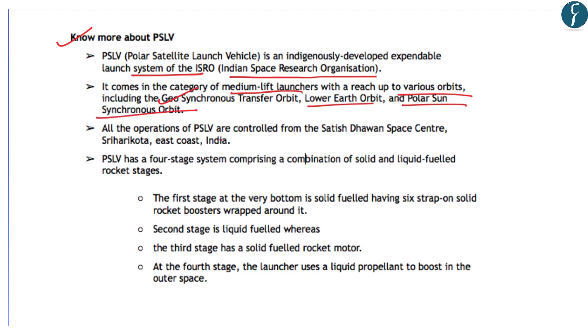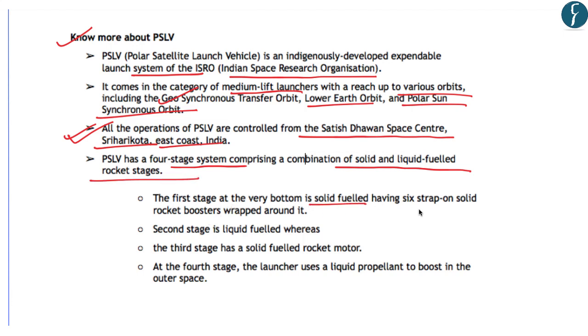All the operations of PSLV are controlled from Satish Dhawan Space Center in Sriharikota, which is on the eastern coast of India. Now, this becomes a very critical piece of information from your prelims point of view. Further, it says that PSLV has a 4-stage system comprising a combination of solid and liquid fueled rocket stages. The first stage at the very bottom is solid fueled, having 6 strap-on solid rocket boosters wrapped around it. So the first stage is a solid fueled stage.